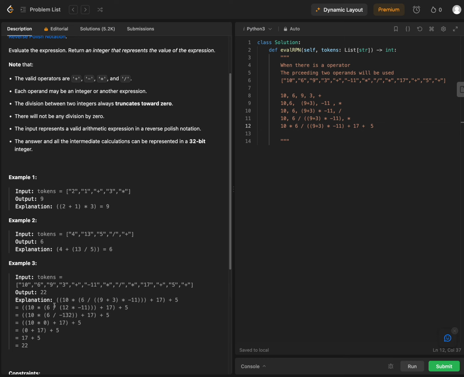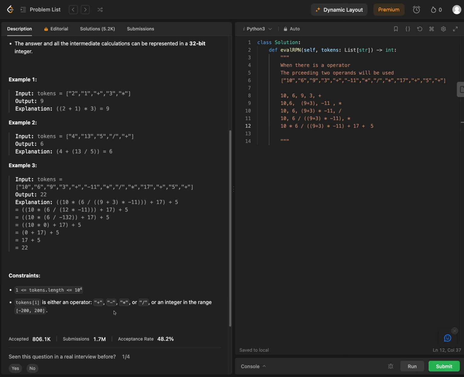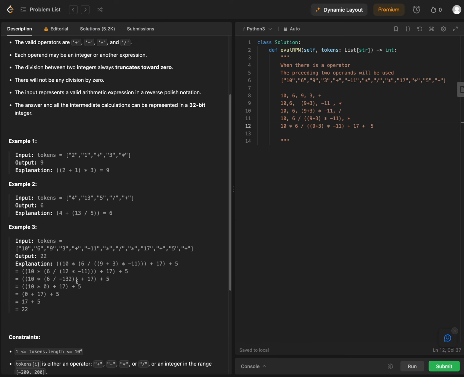The answer had a little bit of brackets here. So 10 times 6 divided by the 9 times 3 minus 11, that's times negative 11. This entire operation needs to be 6 divided by this entire operation. 6 divided by negative 123 is 0, right? And then this is 10.